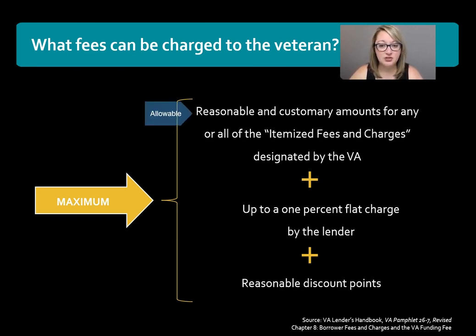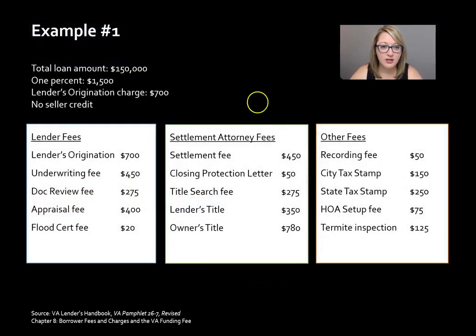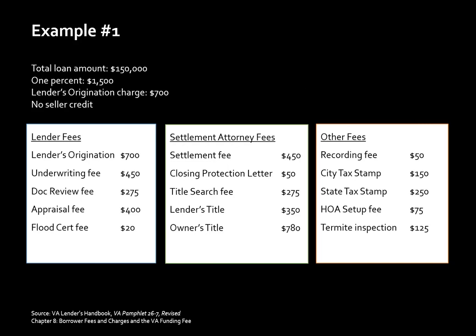The itemized fees and charges are considered allowable, and the fees that fall under what should be covered in the lender's flat charge are considered unallowable. So let's take a look at this example. Here we have a total loan amount of $150,000. The max 1% is $1,500, and I'll explain that more in just a second. You have an origination charge of $700, and then you have no seller credit in this example.